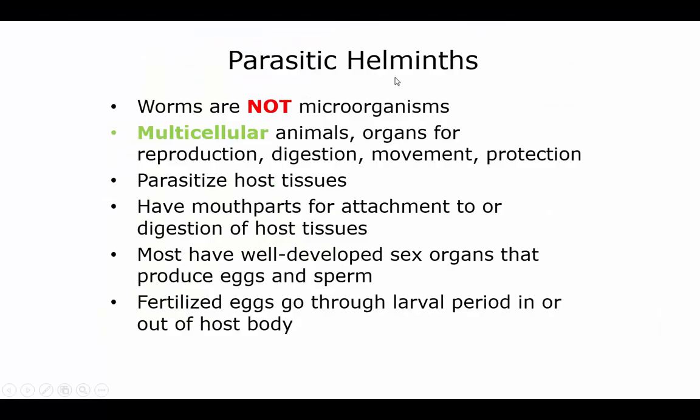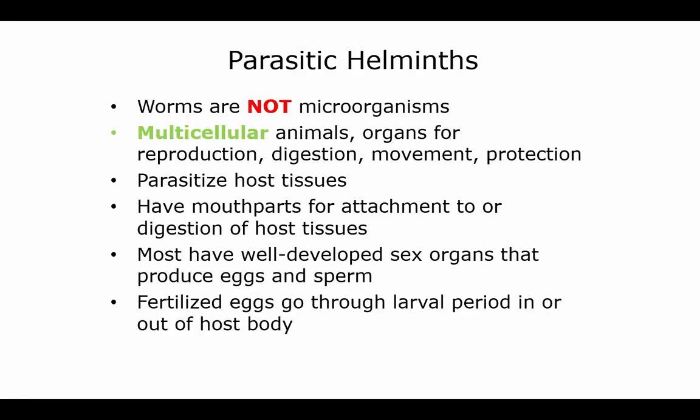Okay, this takes us to our last group of eukaryotic cells that we'll be looking at in this class, our parasitic helminths, which are worms, parasitic worms. These are not microorganisms. They are multicellular animals. They have organs for reproduction, digestion, movement, protection, but they parasitize the host tissues. And to do that, they've got specialized mouth parts that help them attach to the tissue of the host so that they can absorb and digest the tissues.